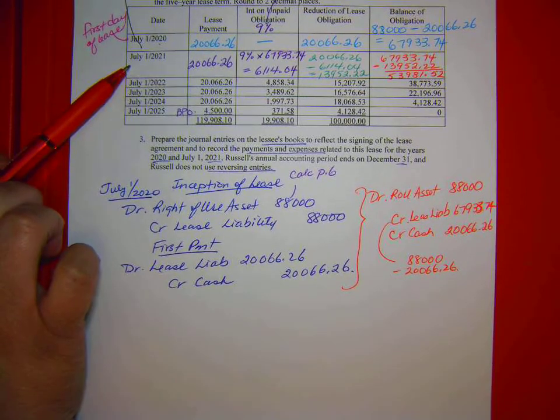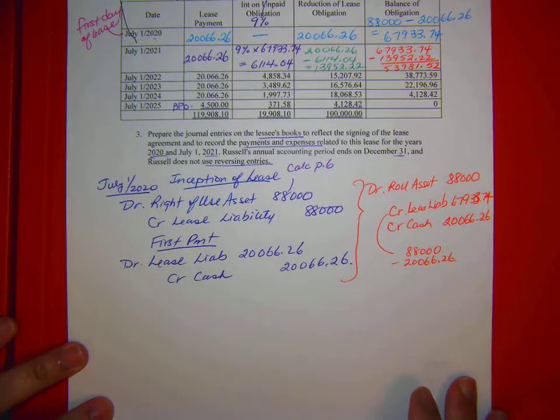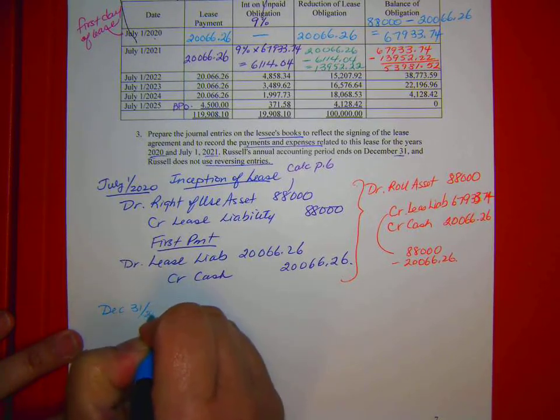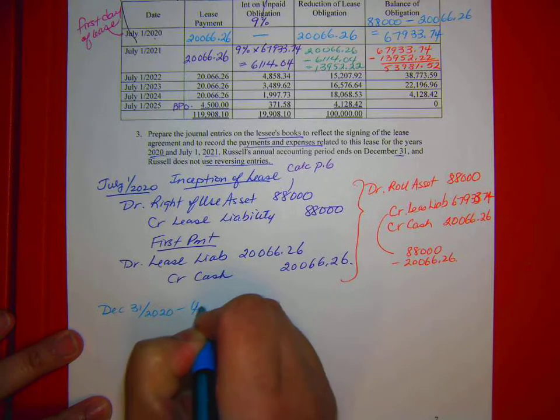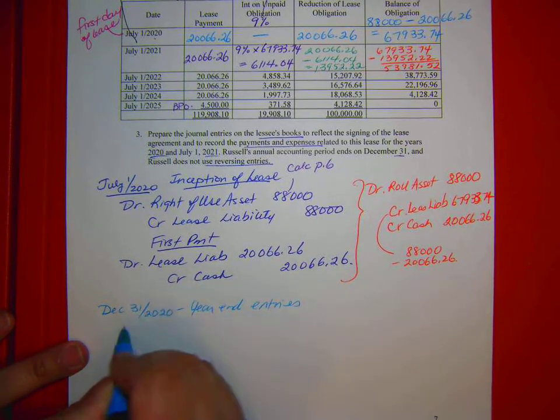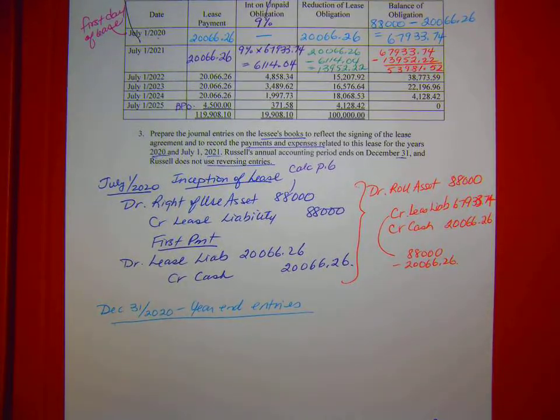what, just go right to July 1st, 2021, or does something happen in between? Well, that's right, you guys, something happens in between. We have year end. So we have December 31st, 2020 year end entries. If our year end was July 1st, we'd be fine. We wouldn't have an entry in here, but usually you're going to have a year end smack in the middle.